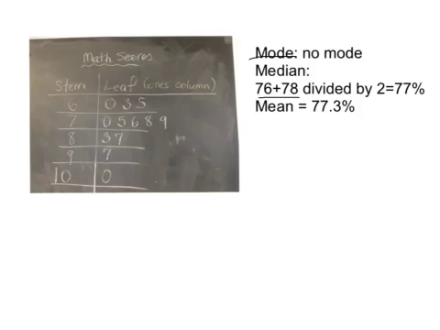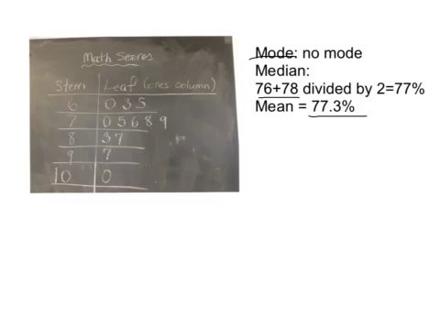Mean, again, is the average, and we know that we add up all 12 numbers, and we divide by 12, and we get the mean of 77.3%.